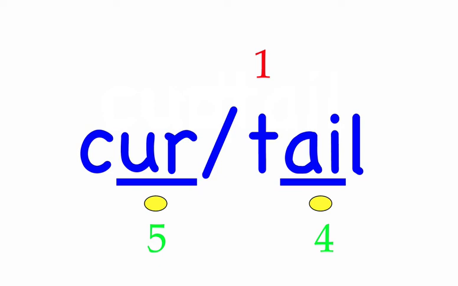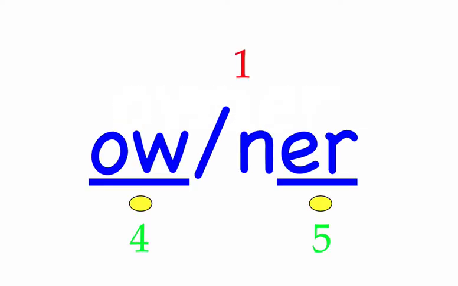Owner. Will the owner please move the car? Owner. O, 1 sound. Ner, 2 sounds: N, r. O, ner. Mark the word.